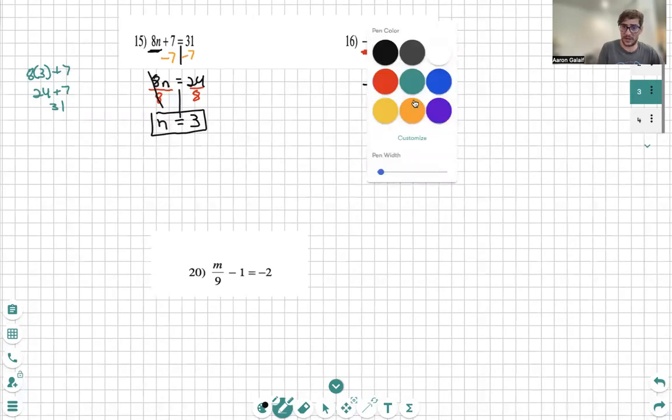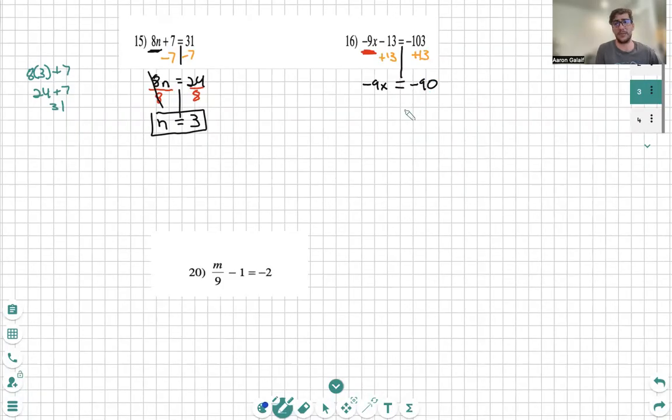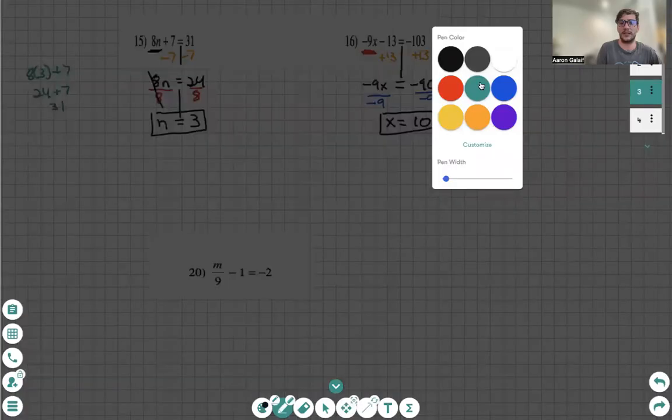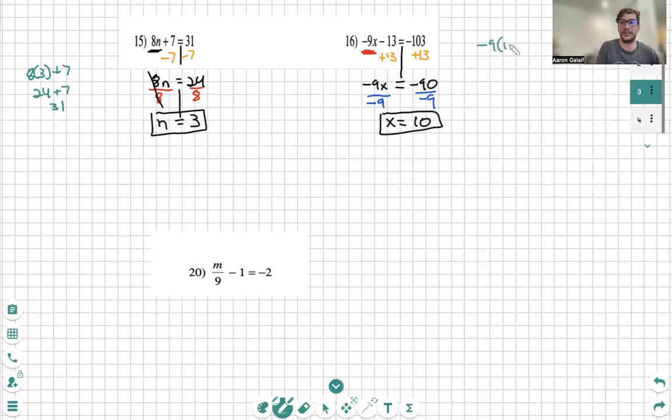In this situation, our x is still not by itself. We need to get rid of the negative 9 by dividing, because negative 9x is multiplying. So the opposite would be to divide both sides. And we will get x is equal to positive, because a negative divided by a negative is a positive, 10. Let us plug back in to double check. Negative 9 times 10 minus 13. Negative 90 minus 13. Negative 103, and that works.